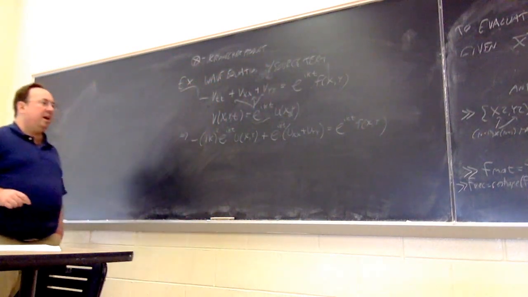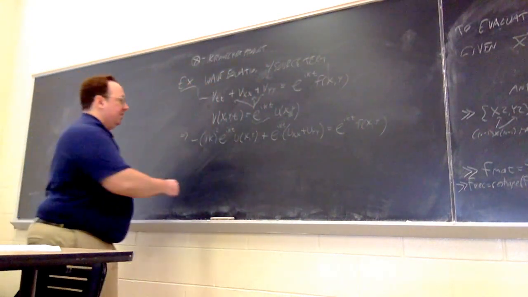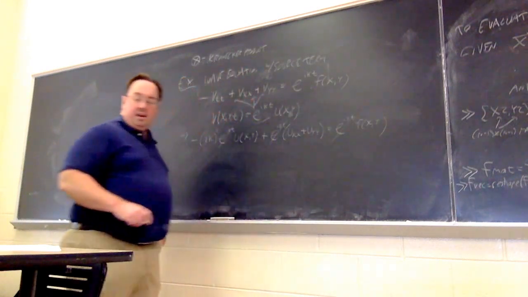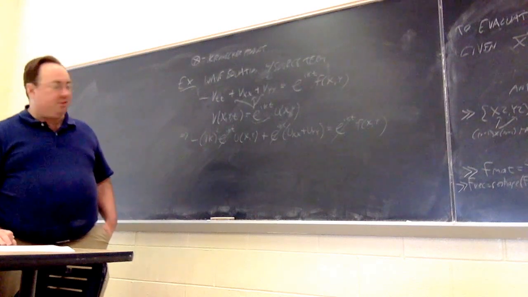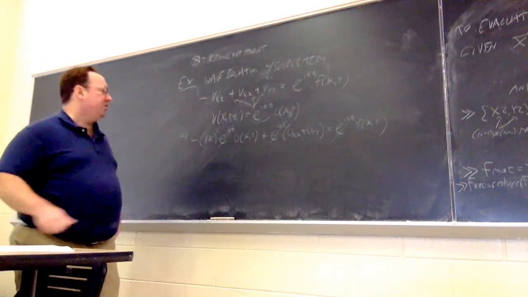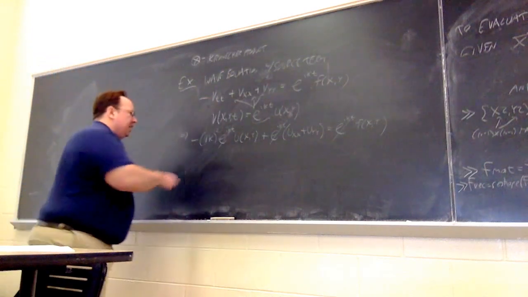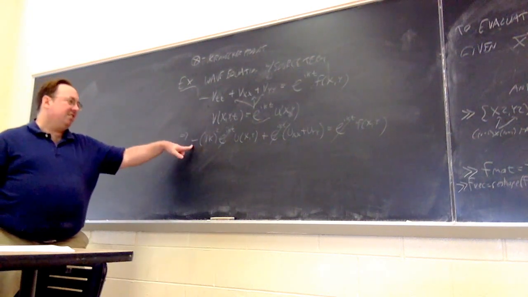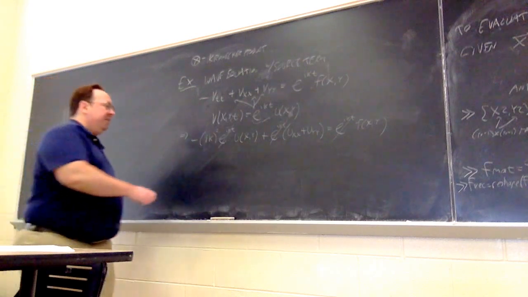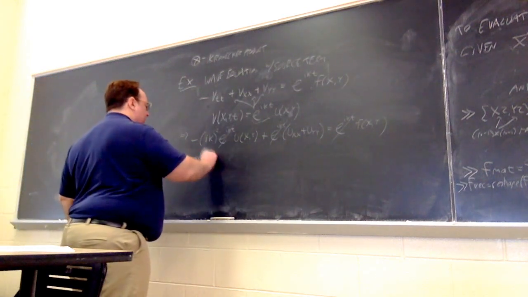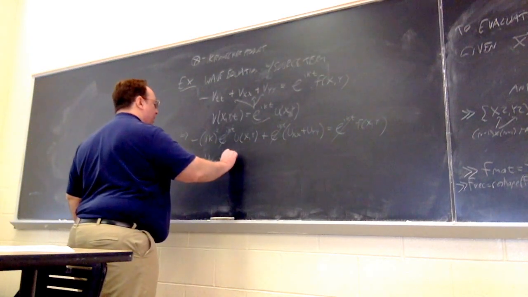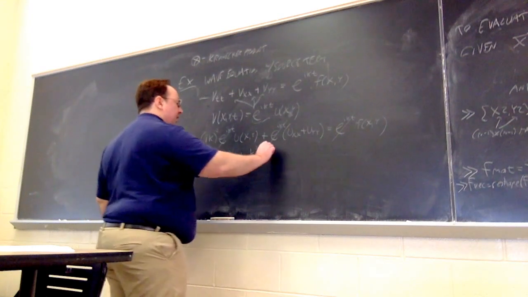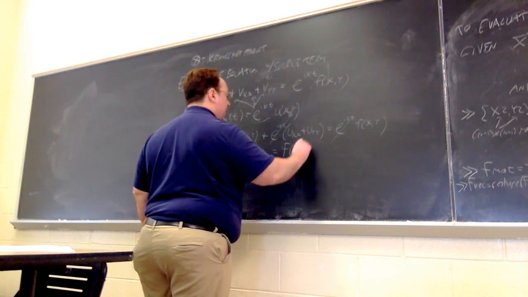And now I can just go ahead and cancel the e to the iKt that appears in every term. And this is why I wrote this with a strange sign convention, because (ik)² is minus k squared, and then it gets negated again to give a plus. So now I have u_xx plus u_yy plus k squared u is equal to f.